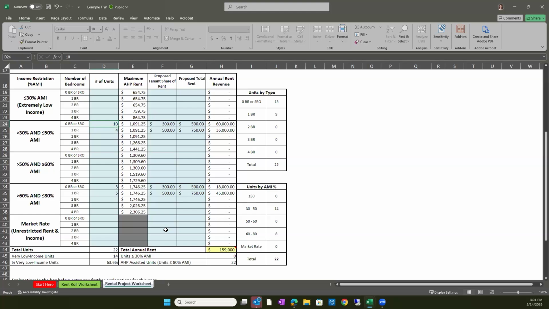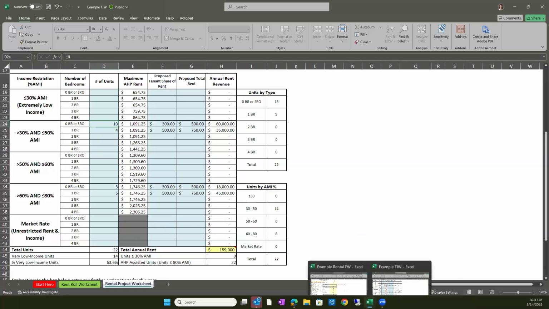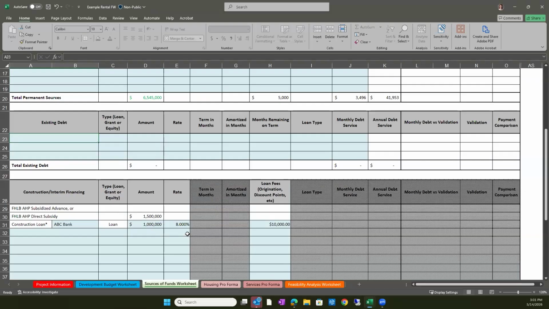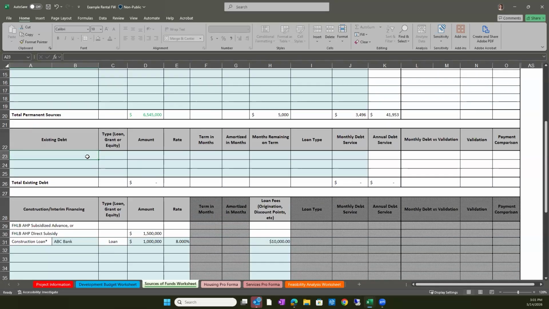Okay, so another question is, and I'm going to read the question kind of how it's written. I think I know exactly what they're talking about, but regarding the existing debt section, can you bring up the feasibility workbook? Yes. Sources of funds on the existing debt section, is this for rehabilitation applications only?